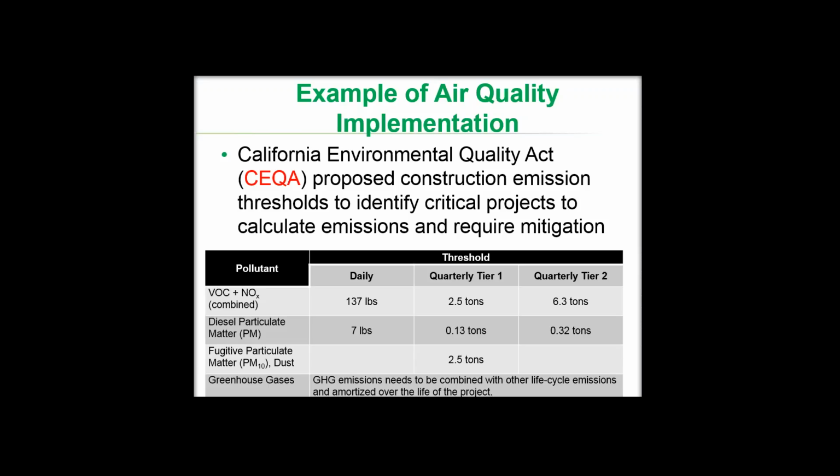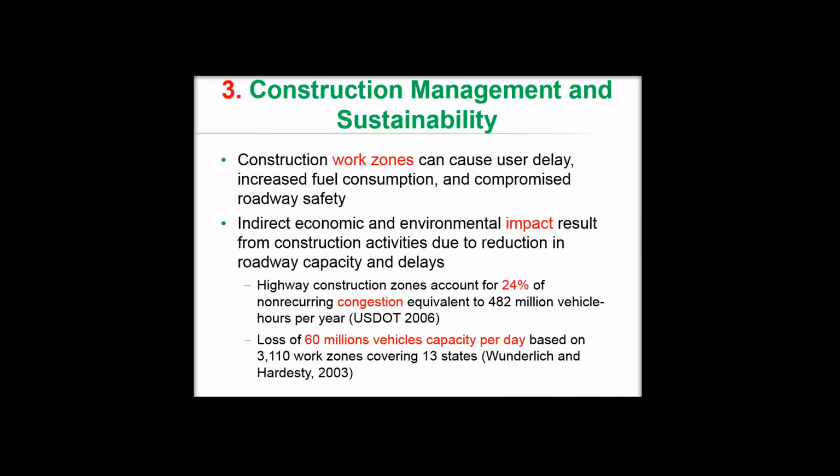Please notice here that when we are talking about the best available control technology, it's a little more restrictive than the reasonable available control technology, but it's not reaching the same level as the lowest achievable control technology. So with this example, I think we're going to be moving to the third point, which is the construction management and sustainability, and I will turn it to Hassan. Hassan?